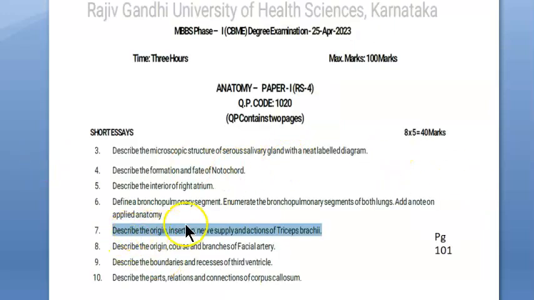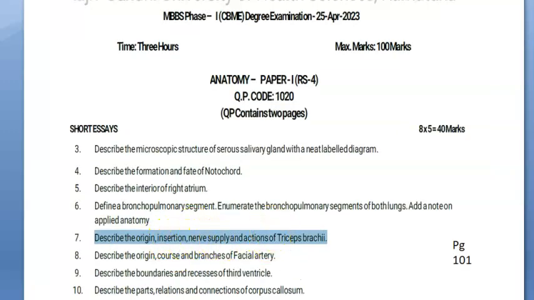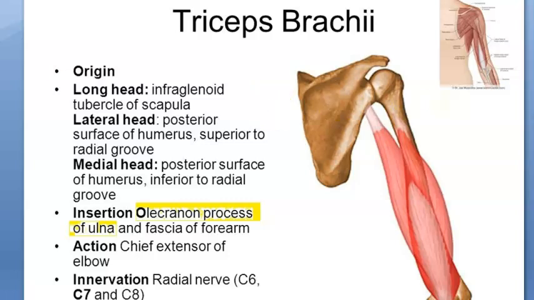Okay, so now you tell me again, let's revise. Describe the origin, insertion, nerve supply and actions of triceps brachii. Okay, so give an introduction. Triceps brachii is a muscle that has 3 heads: the long head, lateral head and medial head. The long head is the longest, and it arises from the infraglenoid tubercle of the scapula. It is the longest of these 3 heads.